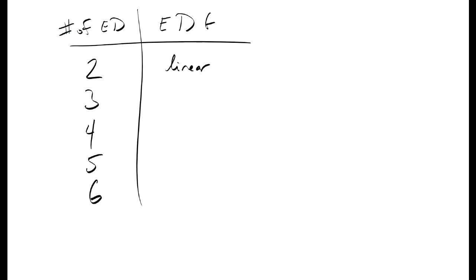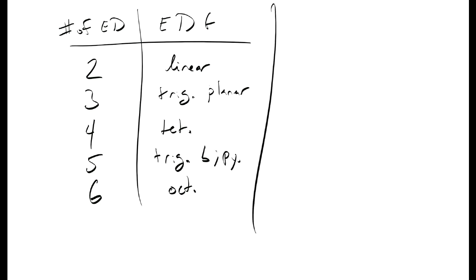Linear, trigonal planar, tetrahedral, trigonal bipyramidal, or trig-bipy, and octahedral. Now we're going to fill in this last column. Well, there are going to be 2 more columns for molecular geometry.